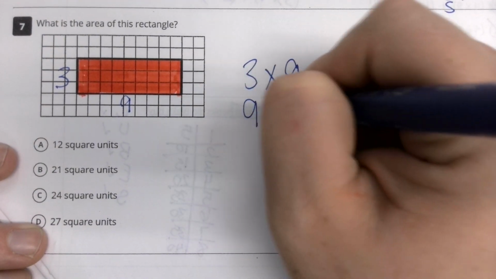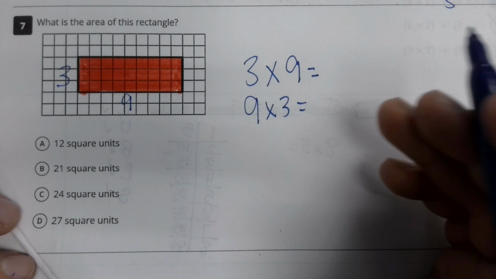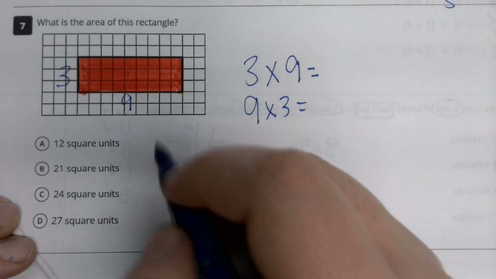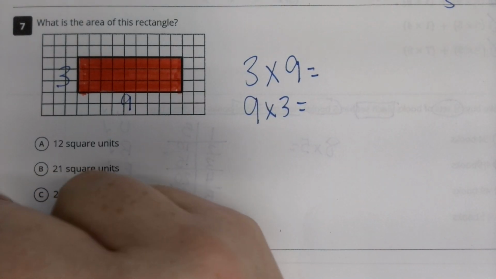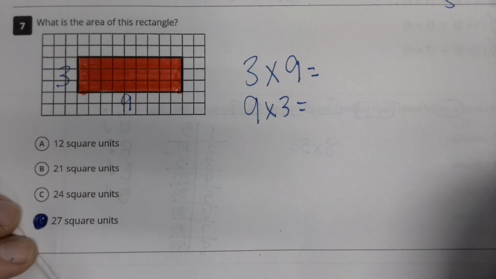They could do 9 times 3. They could count the boxes. I don't care which way they do it. But we know that that is 27. So it would be, the area is 27 square units.